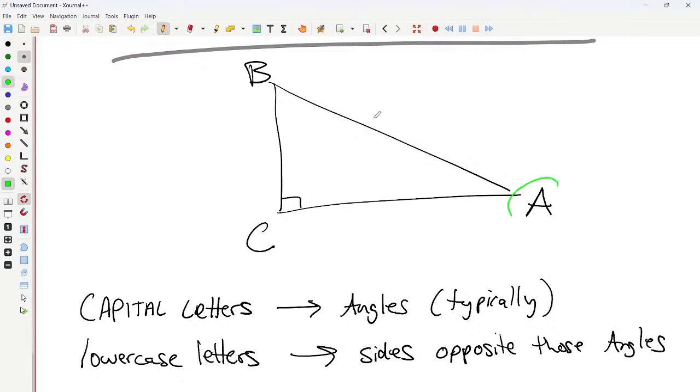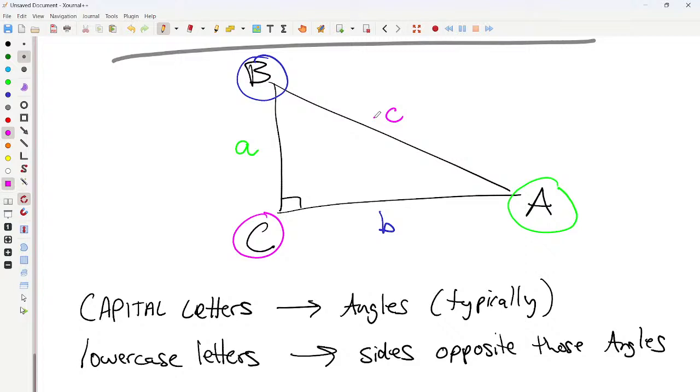So one last time. If this is capital A, this is the opposite side. We call it lowercase a. Capital B represents some angle, maybe 60 degrees, 89 degrees. It can't be 90. This is lowercase b. And this is capital C. That side is lowercase c.